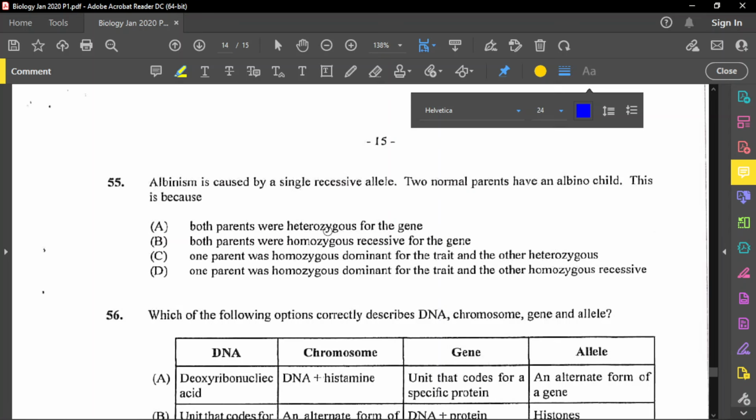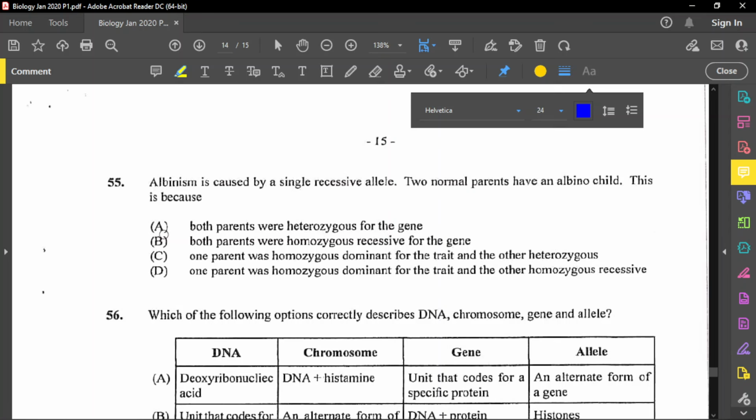And yes, that is going to be true because both of them are showing being normal parents, but for two normal parents to have an albino child, both of them must be carriers. Both must be carriers, which is heterozygous. All right, and so A is the answer for 55. All right, we're almost there, right?